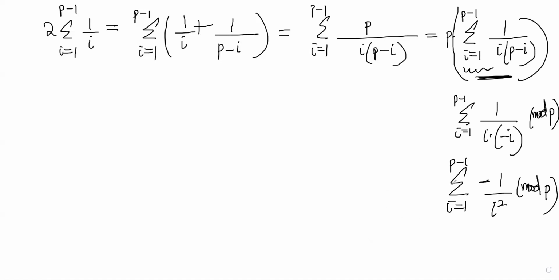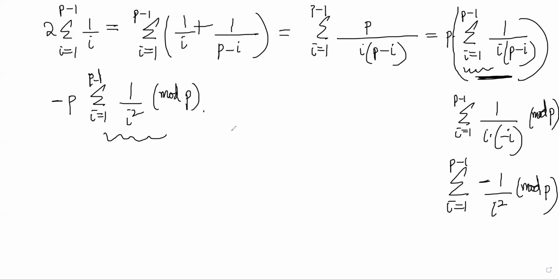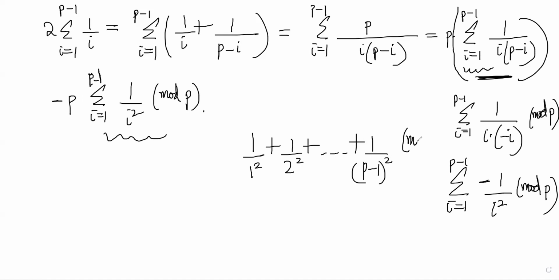So we can put the minus sign outside and we get minus p summation i goes from 1 to p minus 1, 1 by i square mod p, right? Now what is this 1 by i square? It is like saying take the inverse of each number, 1 by 1 square plus 1 by 2 square plus 1 by p minus 1 square. But if you are doing modulo p, you should realize that this is the same thing as writing i inverse square. What is i inverse?